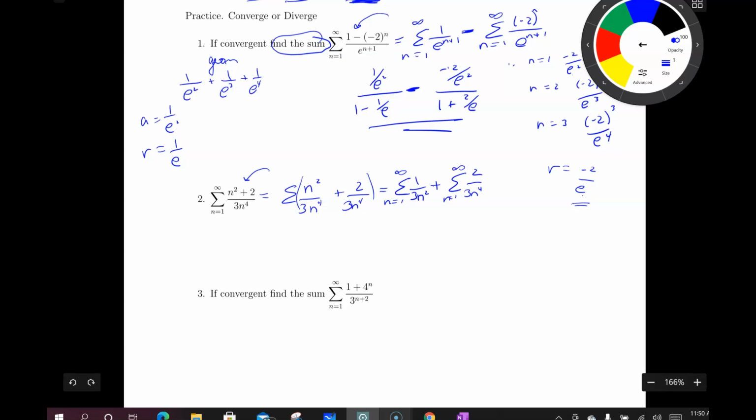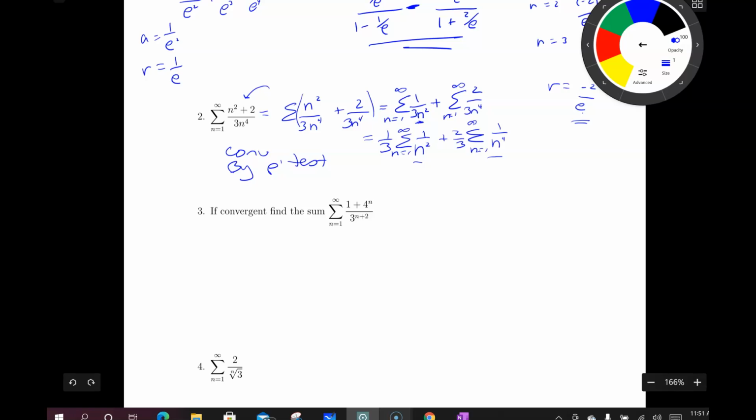All right, this looks like p-test, and 1/3, right? If I wanted to, I could take the numbers on the outside. Not necessary, but sometimes it's helpful if you're having a hard time seeing what it is, right? This one I could pull the 2/3 out in the front. So 1 over n to the 4th. They both converge by p-test.